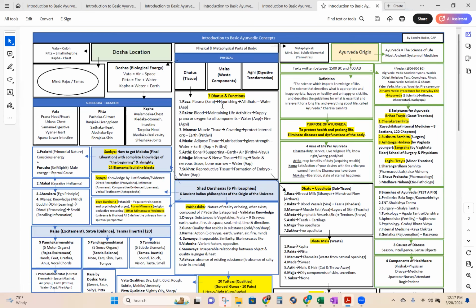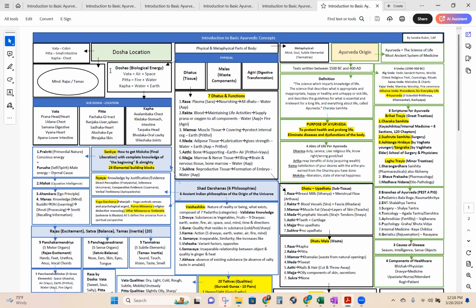We are going to start on the upper left-hand corner where it says dosha location. So Vata, the main location is the colon. For Pitta, the main location is the small intestine. And for Kapha, the main location is in the chest. The doshas of the mind, Rajas and Tamas. And the doshas, biological energies, are Vata, Pitta, and Kapha, right?